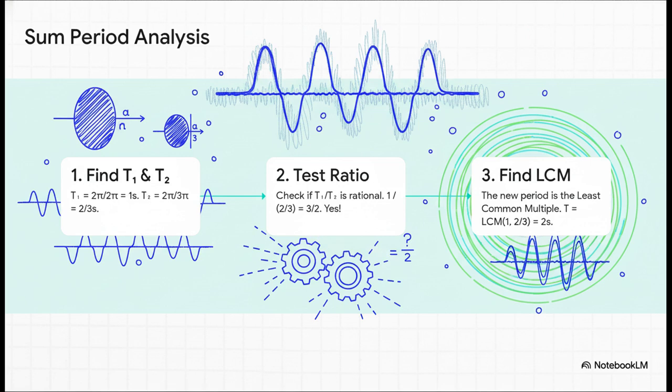To find the overall period, we take the LCM of 1 and 2/3, which works out to be 2 seconds. And this makes total sense if you think about it. After 2 seconds, the first signal has completed 2 full cycles, the second has completed 3 full cycles, and that's the exact moment their combined pattern starts to repeat.